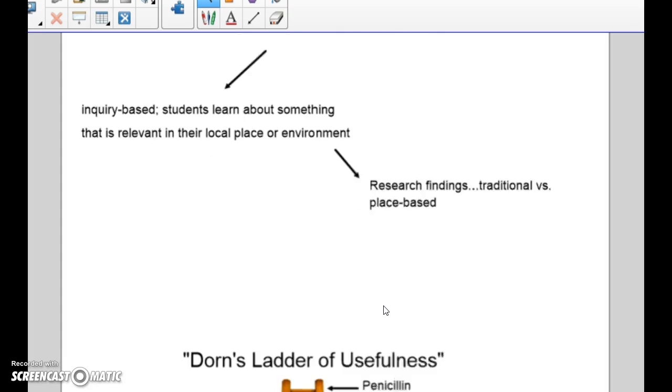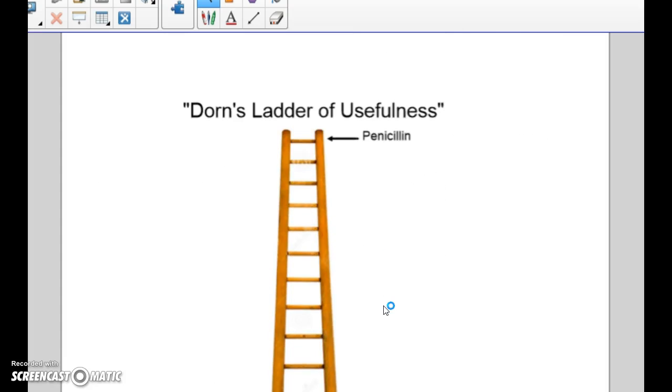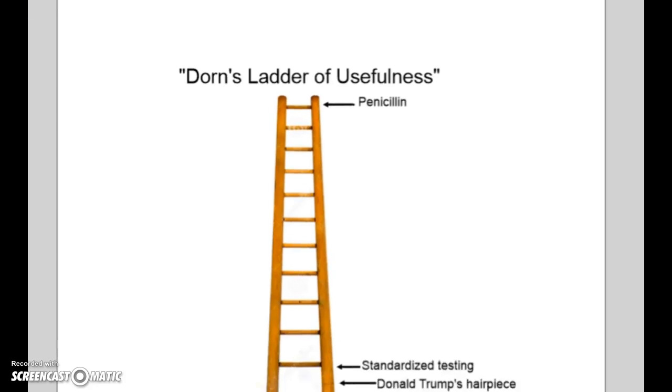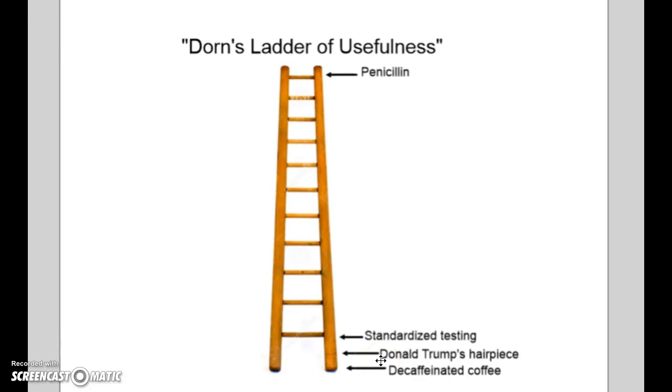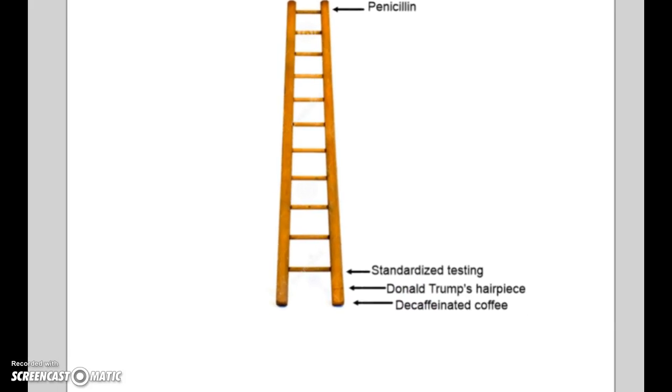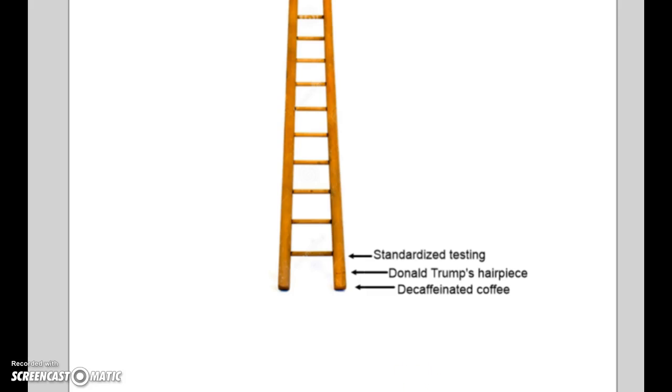So I have Dorn's ladder of usefulness here. And in Dorn's ladder of usefulness, I essentially rank things by how useful I think they are. You can see penicillin is way at the top because it's incredibly useful. And way at the bottom, standardized testing comes in just above Donald Trump's hairpiece and decaffeinated coffee. That's my personal opinion, but that might explain why standardized test scores didn't deviate too much between the two groups. It might just be a flawed system for measuring. Interesting action research. I encourage you to read it.